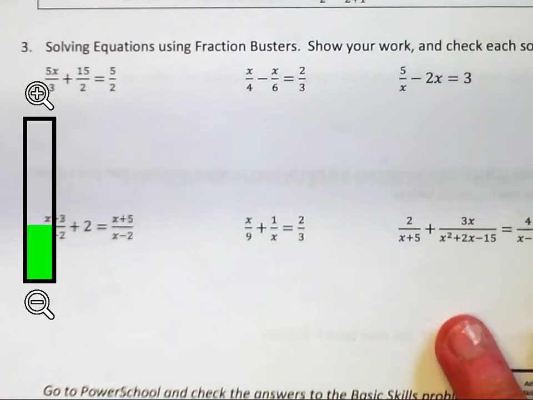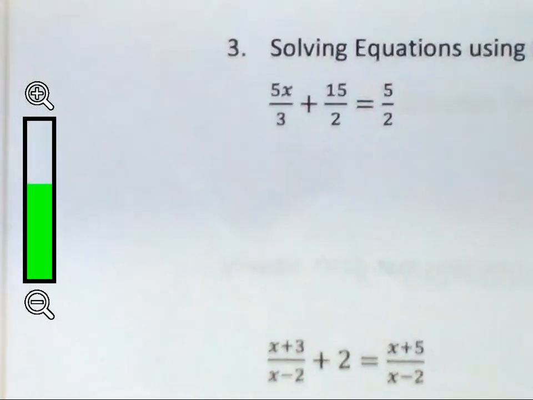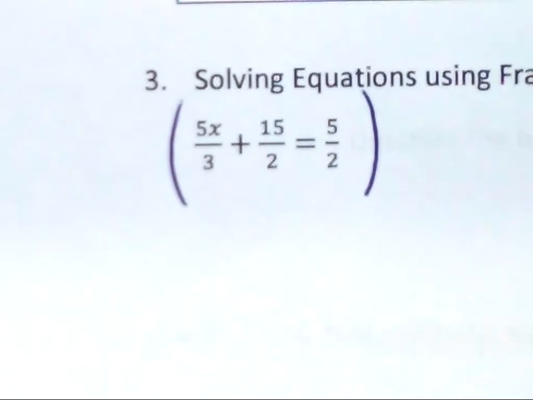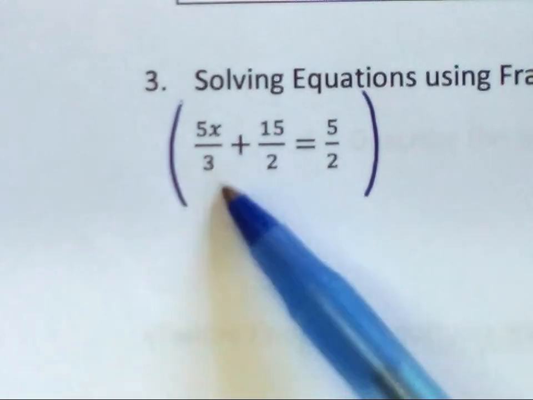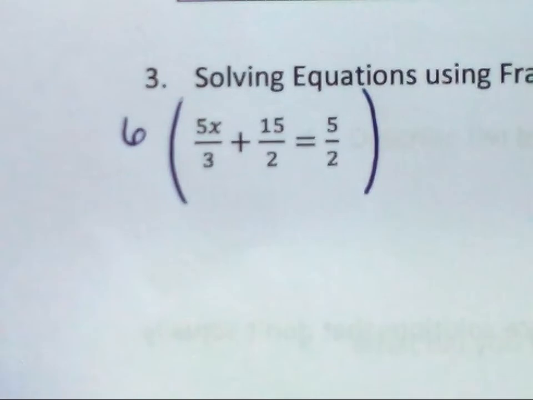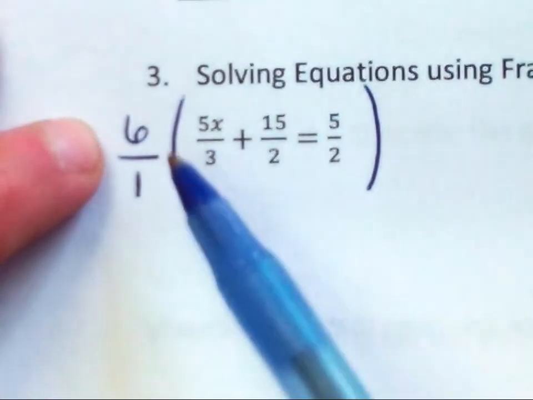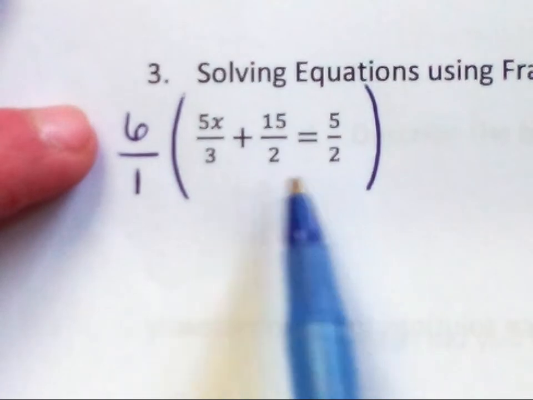So number 3, solve the equations using fraction busters. So we want to think about a factor that we could multiply the entire equation by that would cancel out the denominators of 3 and 2. So it's kind of like the common denominator of all these fractions. What would it be? So it's going to be 6. And it's also helpful to think about that 6 is the same thing as 6 over 1, so that we remember we're only going to multiply the 6 times the numerator of each of the items that's in the equation.